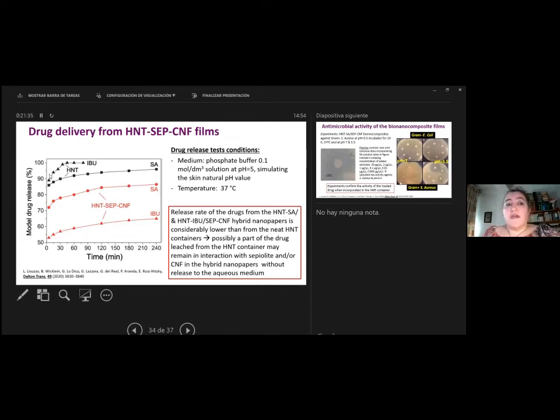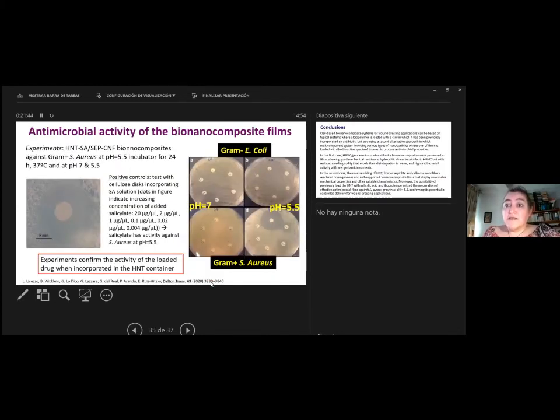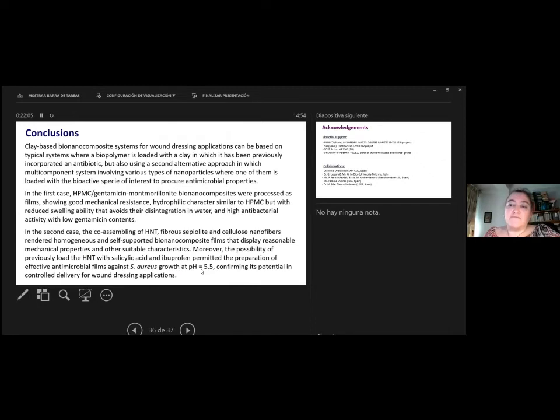In fact, we checked it and observed that we have antimicrobial activity of this bionanocomposite. The activity was tested against S. aureus and also E. coli, but E. coli didn't work so well because the bioactive principle we are using here, salicylic acid, is not active for that. But in any case, this is the first approach in this application, and we think in the future we can go further and have more specific applications.